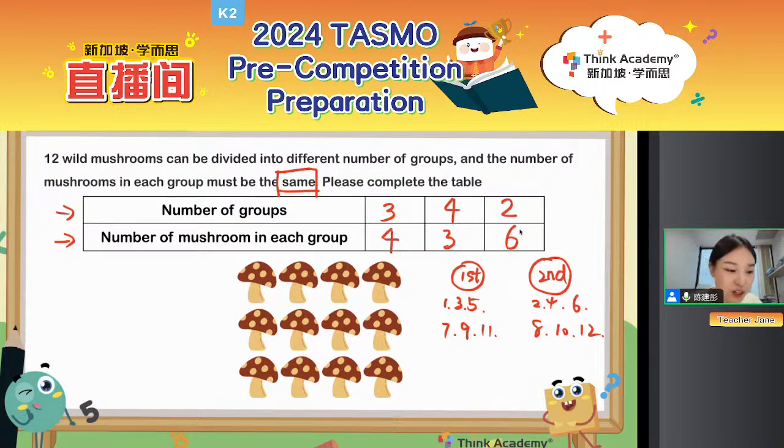Good job, Max. Good job, Yancheng. Good job, everyone. So this time we know how to share them into different groups, and there are still some other ways that we can share them. So after you come back home, you can also try to think about, if we share them into different numbers of groups, how many mushrooms will there be in each group?